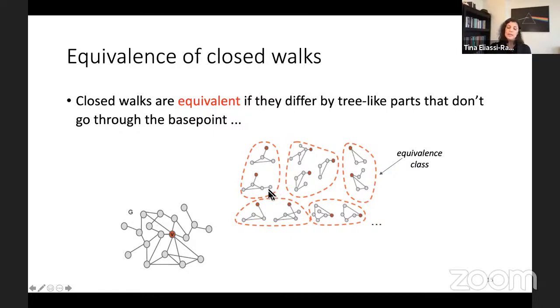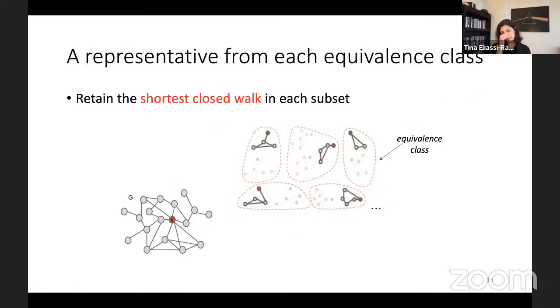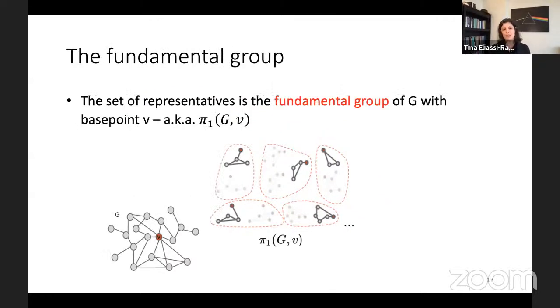So now that I have equivalence classes between my closed walks, from each equivalence class I'm going to pick the shortest closed walk in there. And when I now have all of my shortest closed walks, that is called the fundamental group of G with respect to that particular base point. And that is what you're seeing here.